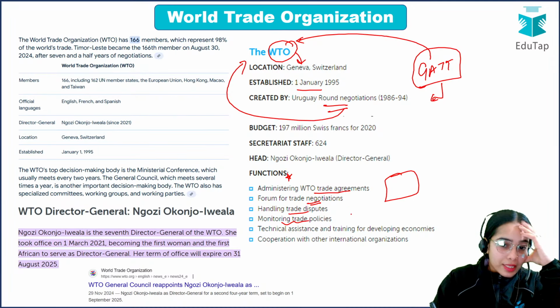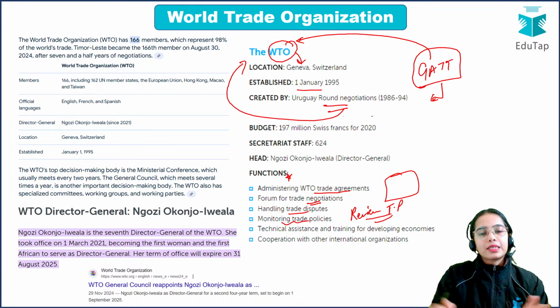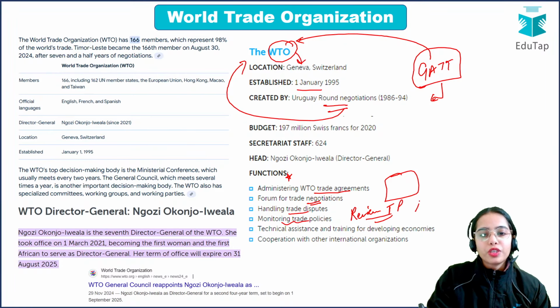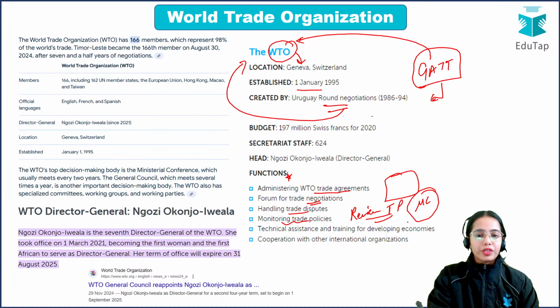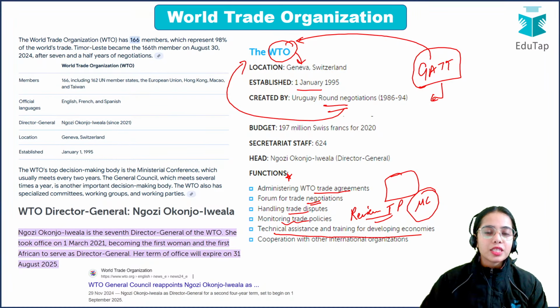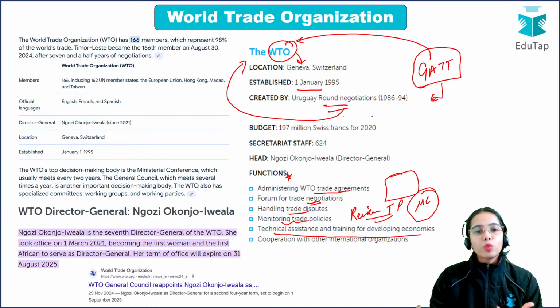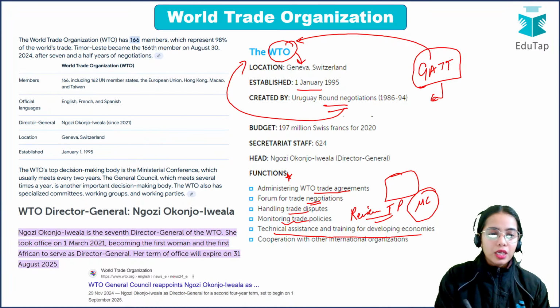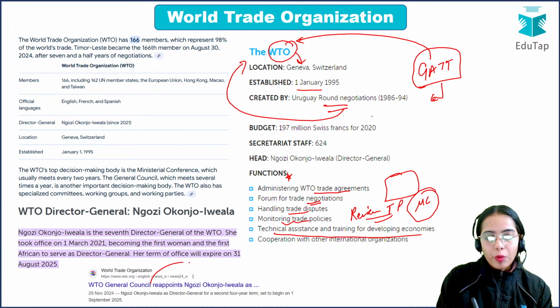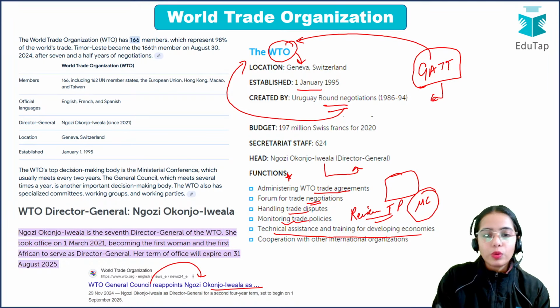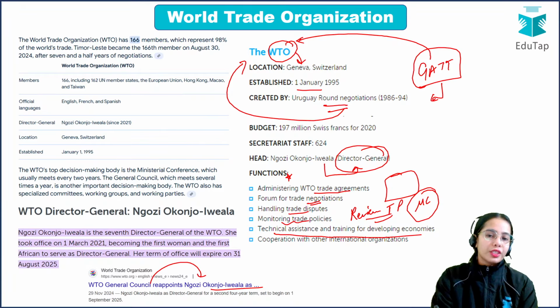The WTO has the right to review the trade policies of the member countries and to provide constructive feedback. Technical assistance and training is provided to the developing countries. So slowly, the developing countries can trade more. They can open up their markets. The WTO General Council reappoints Ngozi Okonjo-Iweala. So Ngozi Okonjo-Iweala is now again the Director General of the WTO.